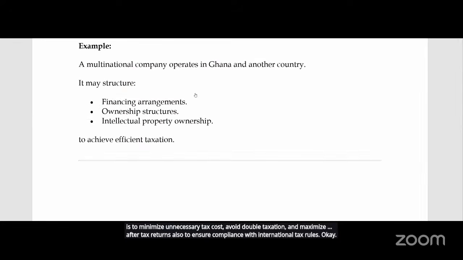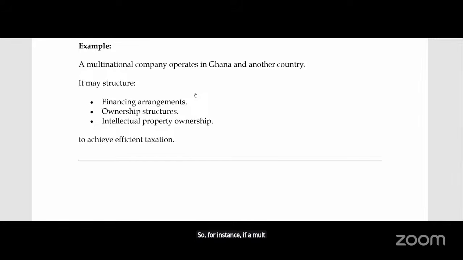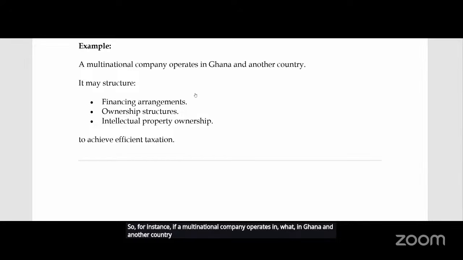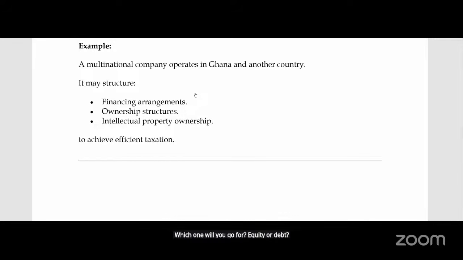Okay. So for instance, if a multinational company operates in Ghana and another country, it may structure its financing arrangement. Usually your examiner can ask you, this has come up in international tax before, right? Financing arrangement, whether you should finance by equity or by debt. Which one will you go for? Equity or debt? Debt. Why? Because interest is an allowable deduction. That's right. Thank you. Interest as a tax shield.